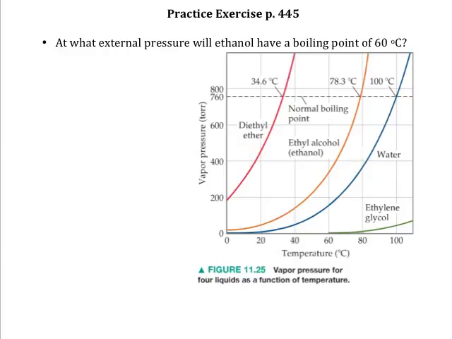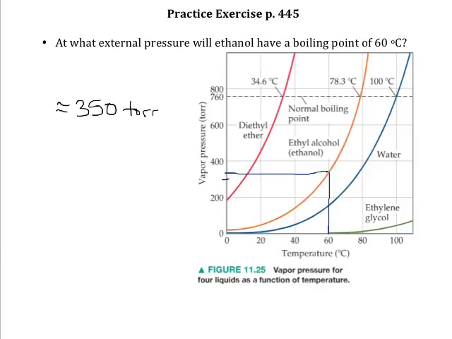So ethanol is the orange line. If we just look at where the orange line intersects with 60 degrees C, and then go over to read the pressure. If we were to look at the tick lines here, we would assume that about halfway, this is probably about 300, so that's around 350 torr.